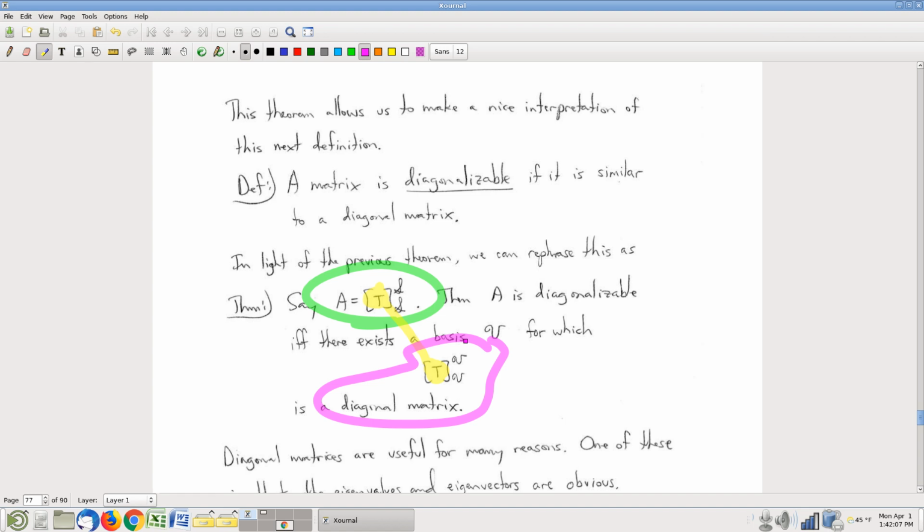Okay. All right, so ultimately that's the big picture I want y'all to have for what it means for a matrix to be diagonalizable. A matrix is diagonalizable if you're just looking at it from the wrong point of view, and then from the right point of view it's actually a diagonal matrix. Okay. All right.